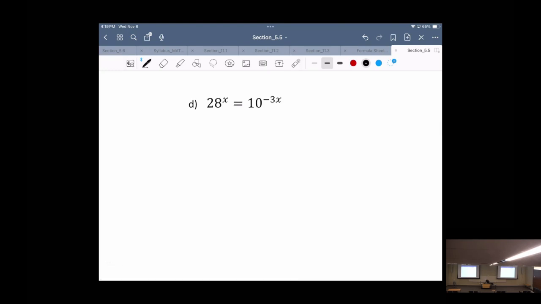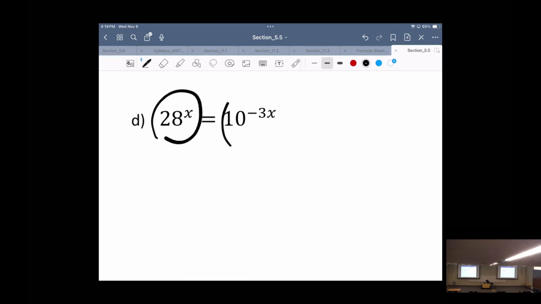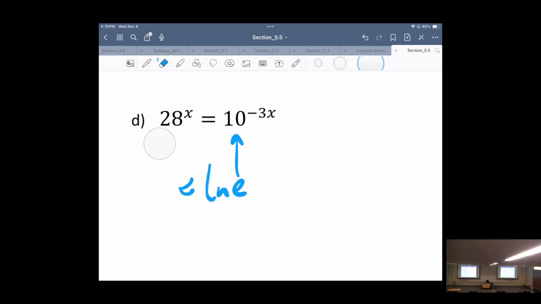Now, when you take a look at this one, we can't really write both sides of this equation to the same base, right? There's no way we can write 28 to some base that is equal to the same base of 10. So in a situation like this, we will use the other technique, which is to take the log or natural log of both sides. Now, if this base was e, I would take the natural log of both sides because it's easier.